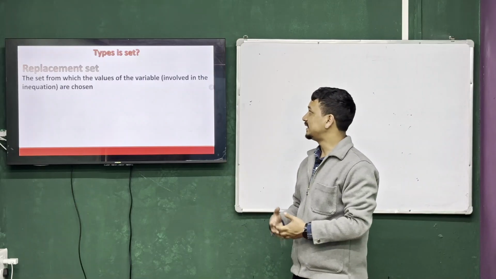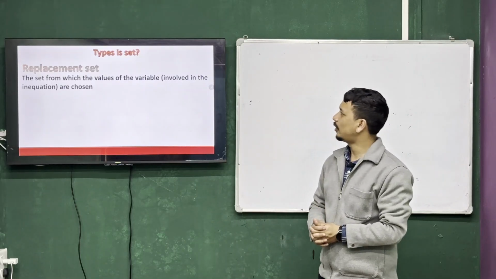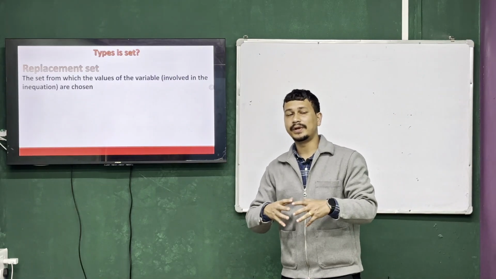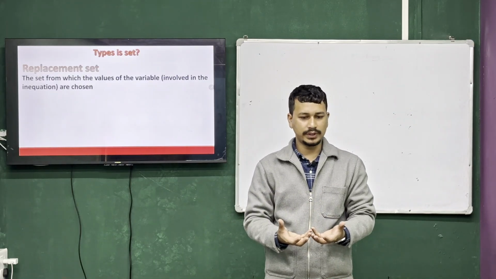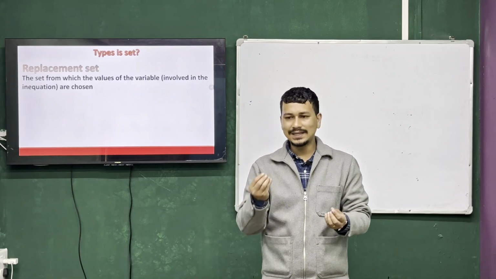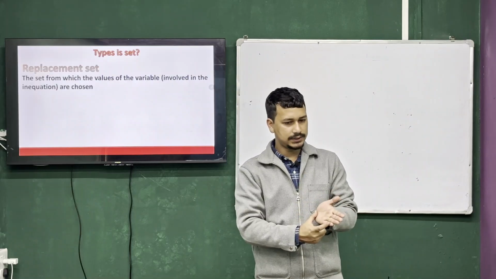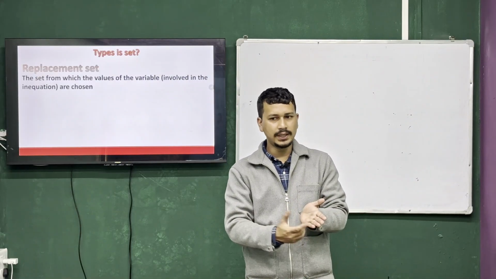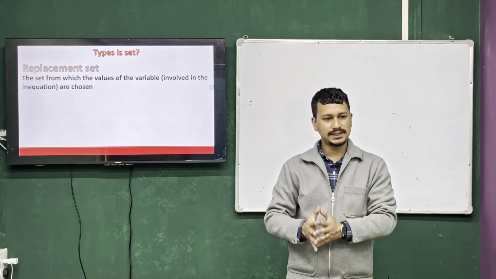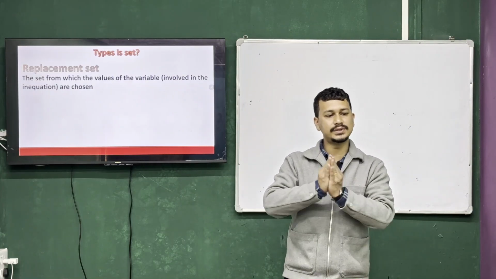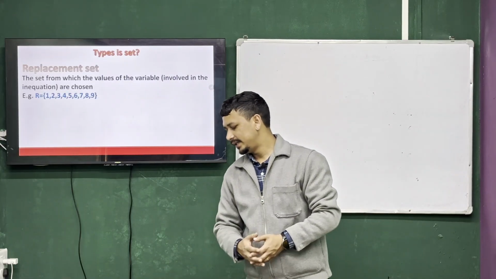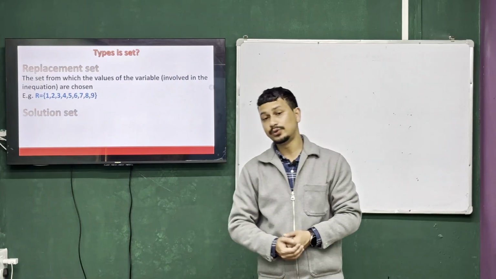Replacement set is basically the set from which the values of the variable are chosen. Like for example, let's say your marks. Okay, your marks, can it be any value? No, it has to be from 0 to 100. Yes or no? Worst case 0, best case 100. It has to be between them. So 0 to 100 becomes your replacement set. Means only those values are possible, no matter what the equation. Okay. And then we have solution set.